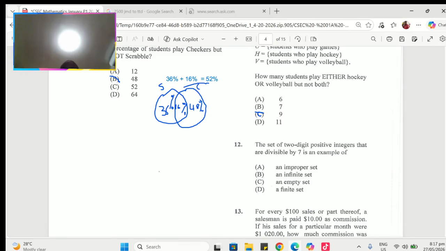It's not B. It's not an infinite set. There is a limited amount of numbers that are divisible by 7. Right? There's a limited amount of 2-digit positive integers that are divisible by 7. So that will be a finite set. It's not infinite. I saw some people saying B. Alright? I'm trying.